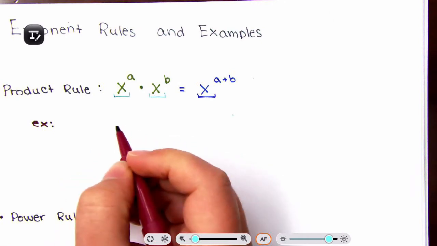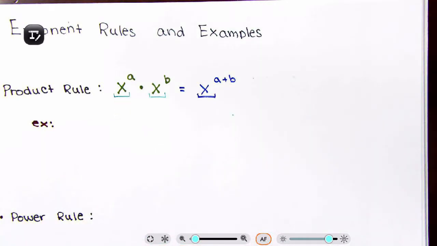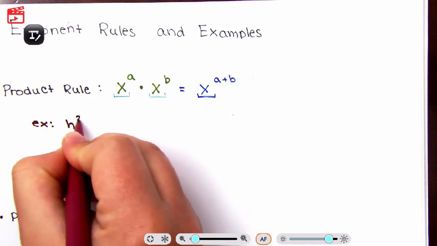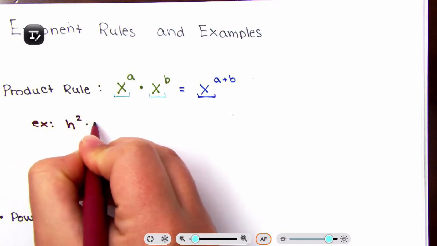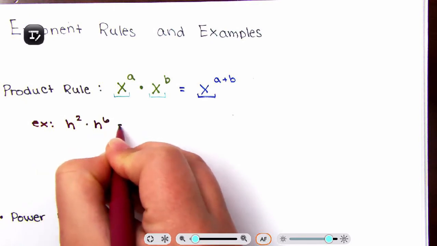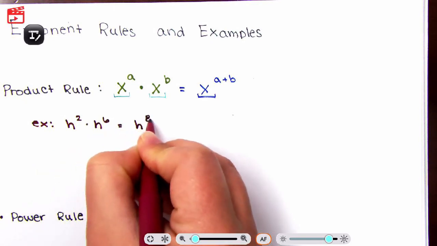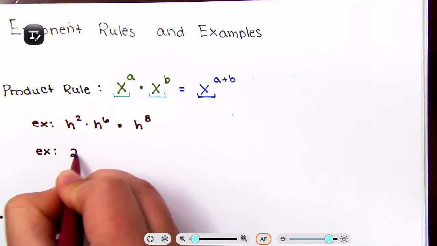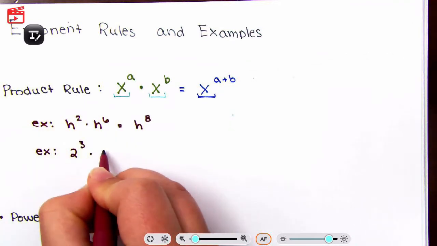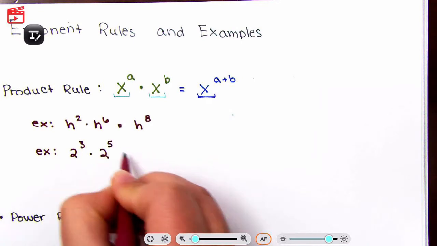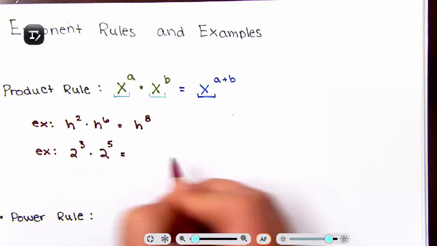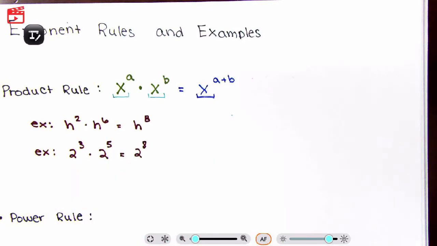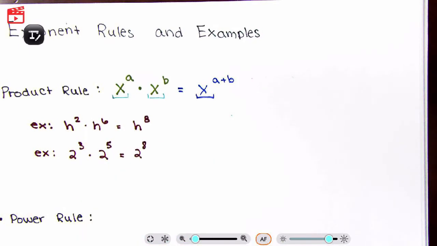Let's do a quick example of this. Let's say h squared times h to the 6th power, we will have h to the 8th power. Let's do something that's numeric. Let's say 2 cubed times 2 to the 5th power. Oh, I didn't do that on purpose. But it's 5, 6, 7, 8, so we have 2 to the 8th power as our answer. So that's how you apply the product rule.